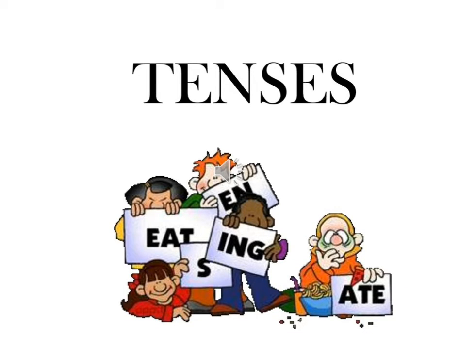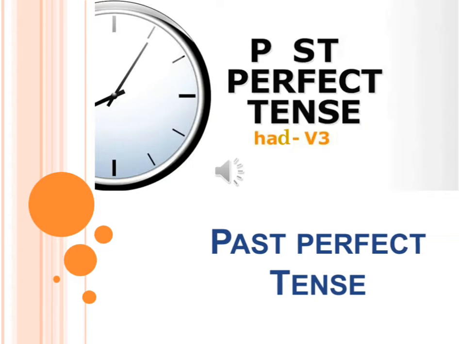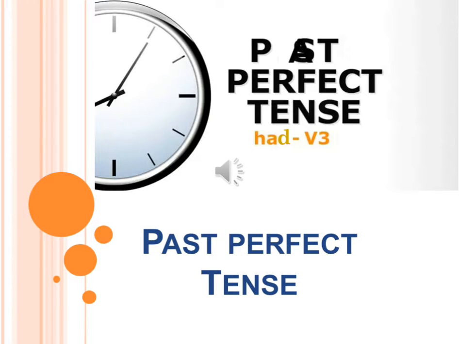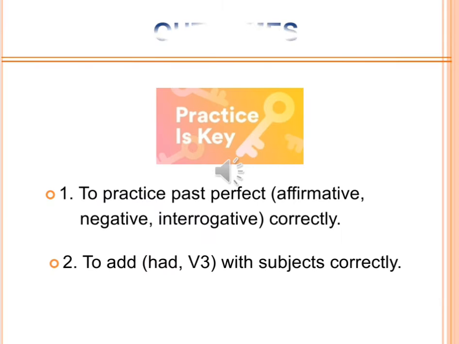Tenses. Past perfect tense. Had plus verb 3. Outcomes. 1. To practice past perfect, affirmative, negative, interrogative correctly. 2. To add had plus verb 3 with subjects correctly.